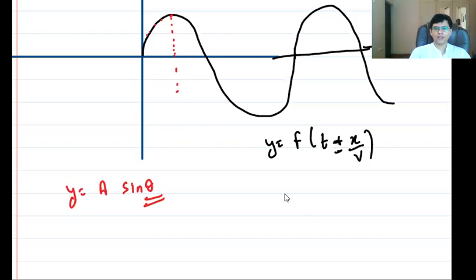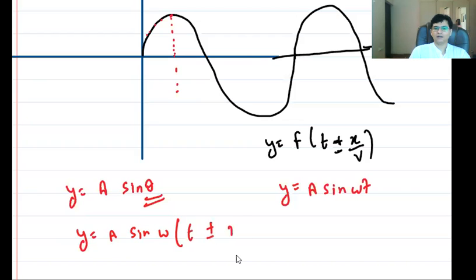Okay. And we know that for SHM, the position y is given by a sine omega t, right? I hope all of you remember this, right? Okay, so यहाँ पे मुझे क्या लेना है, यहाँ पे मुझे सारे पॉइंट्स का लेना है. So can I say okay, y is equal to a sine omega. Now instead of just t, I should have this function. Yes or no? Tell me yes or no. Means t plus minus x by v. Yes or no? Raise your hand.